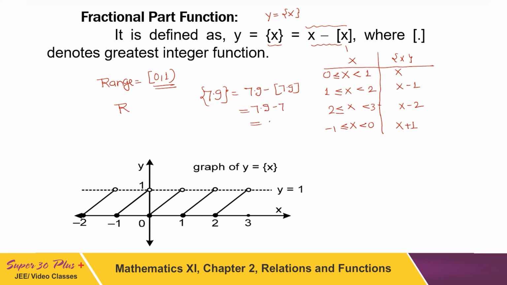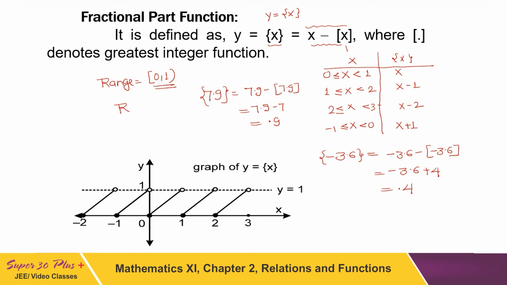Your answer is 0.9. Now if the value is -3.6, what is the fractional part of it? It will be -3.6 minus the greatest integer of -3.6. As we know, the greatest integer of -3.6 is -4, which means this is plus 4. Your answer will be 0.4.